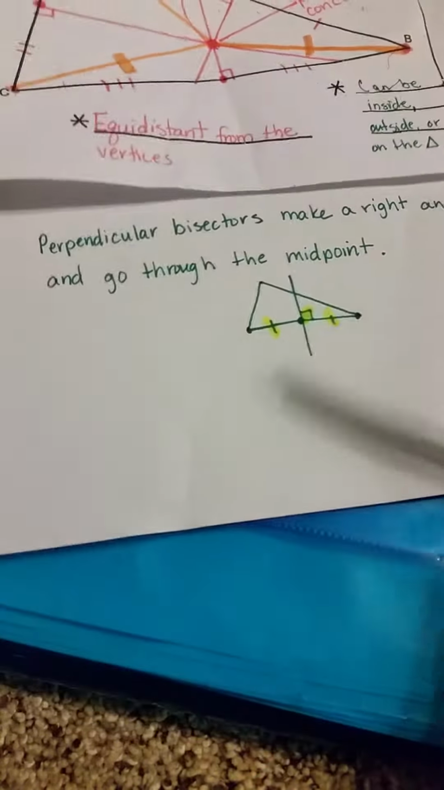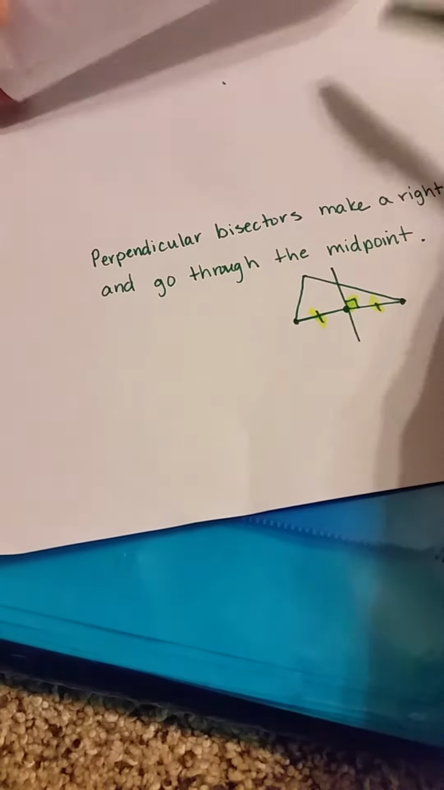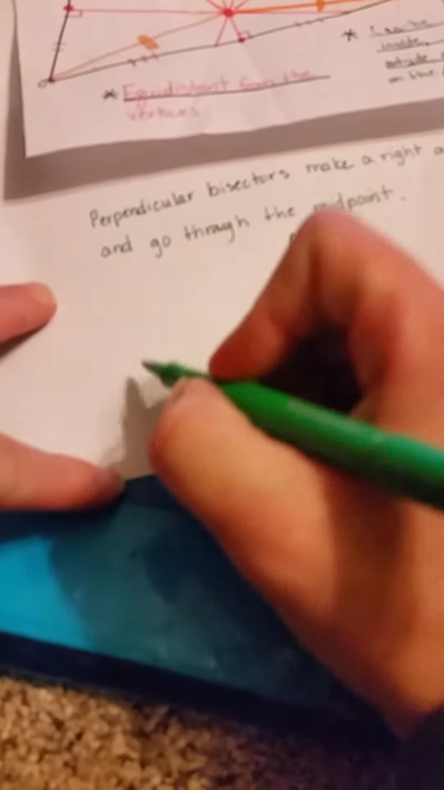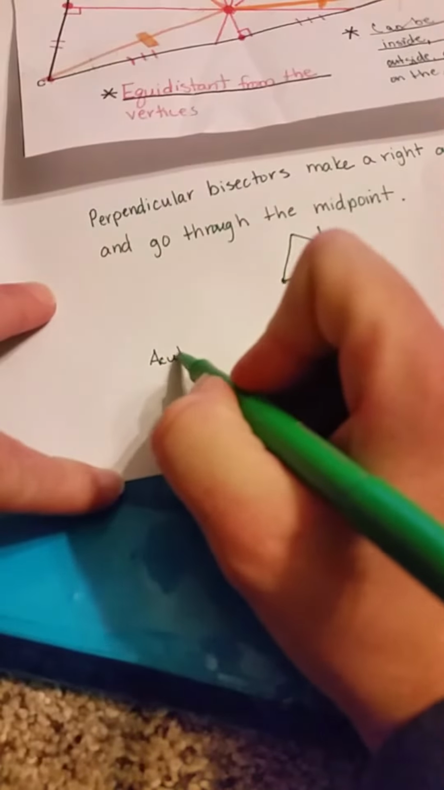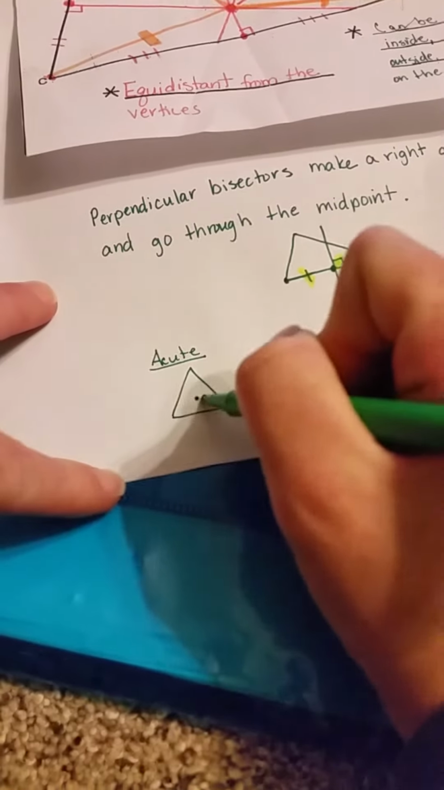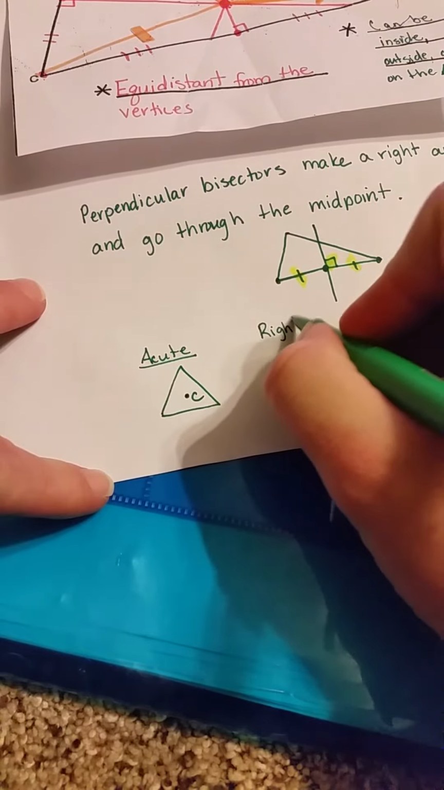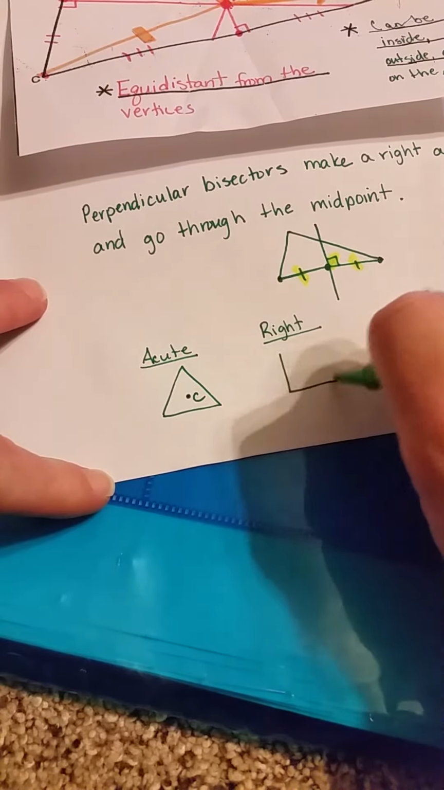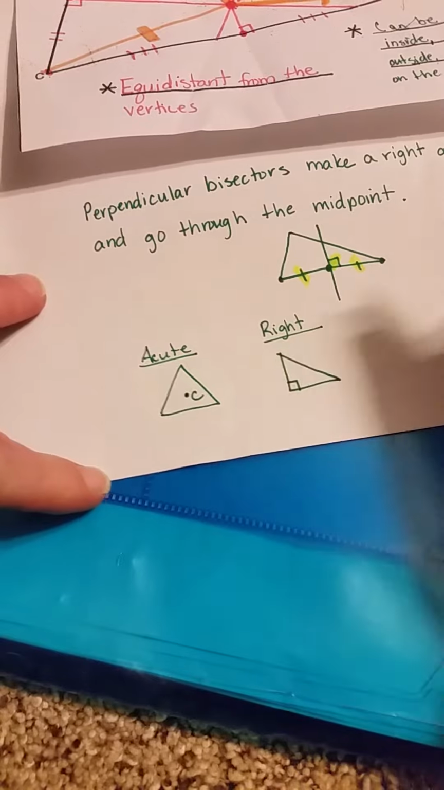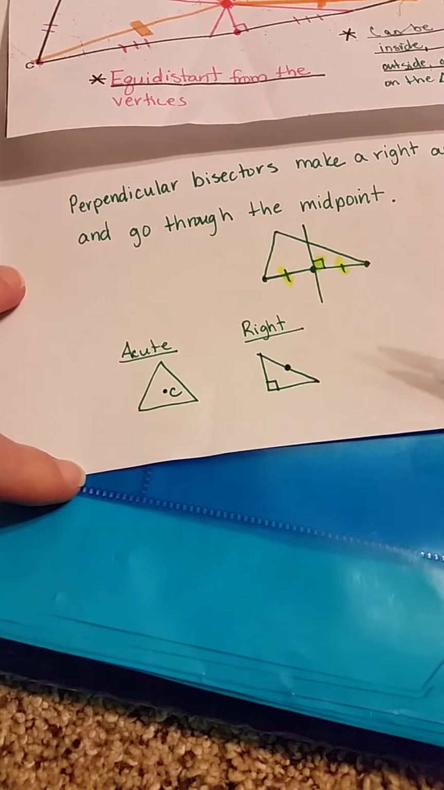And come down, if you have room, write it down here. If you don't have room, then write it underneath your picture. But I want you to just draw a picture of what each one looks like. So if it's an acute triangle, our circumcenter was inside. If it's a right triangle, our circumcenter was on the triangle, and it was right there on the hypotenuse.